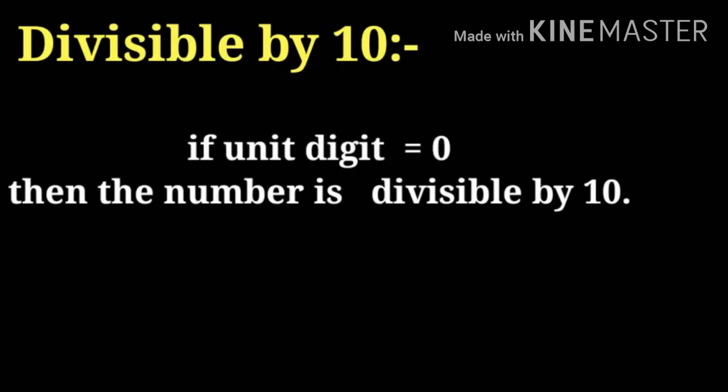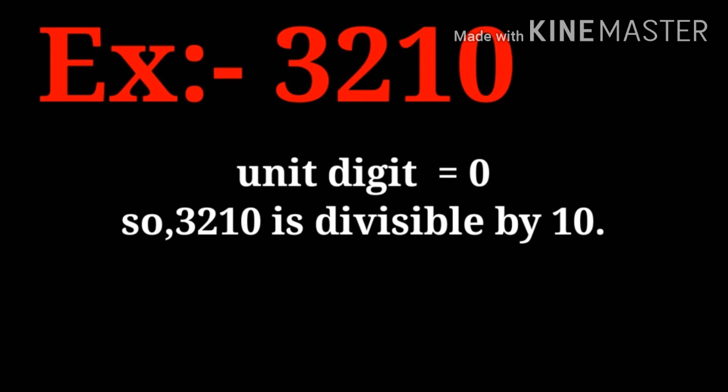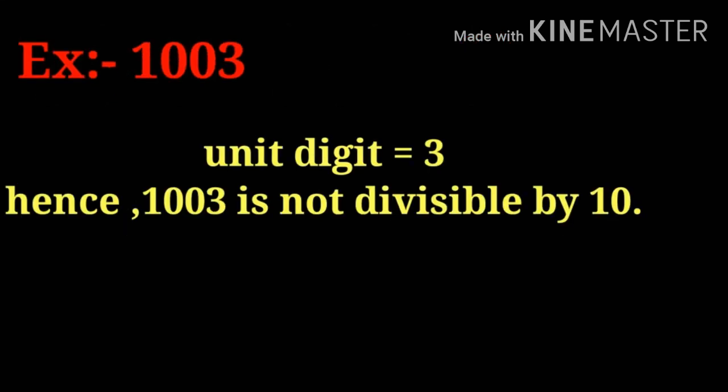Eighth one, divisible by 10. How to check whether a given number is divisible by 10 or not? If the unit digit is 0, then the given number is divisible by 10. If the unit digit is not 0, then the given number is not divisible by 10. Let us take one example. 3210. The last digit is 0. Hence 3210 is divisible by 10. Let us take one more example. In this example 1003, the last digit is not 0. Hence the given number is not divisible by 10.